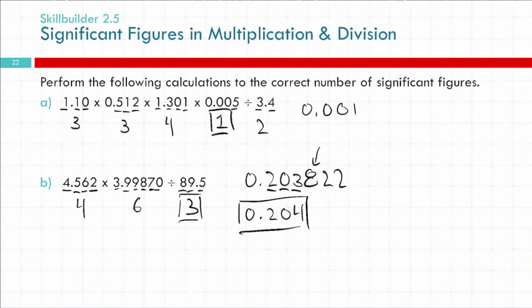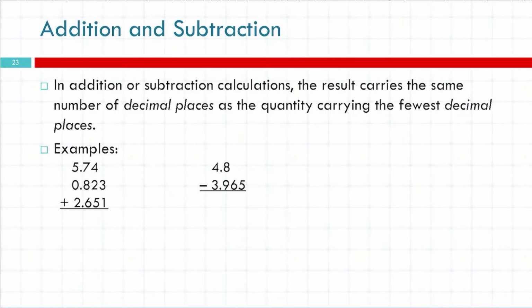Oh, that's the lowest number of significant figures. So when we round at the end, we use the lowest number of significant figures to determine the number of significant figures of our answer. Cool? Let's start saying sig figs from now on. Significant figures is a mouthful. Okay, so that's multiplication and division.